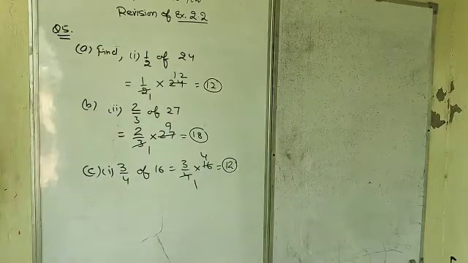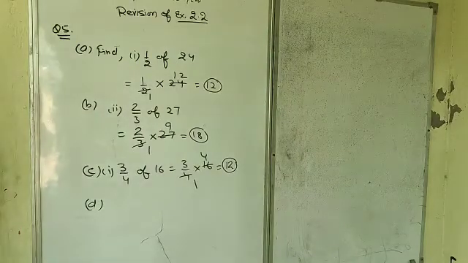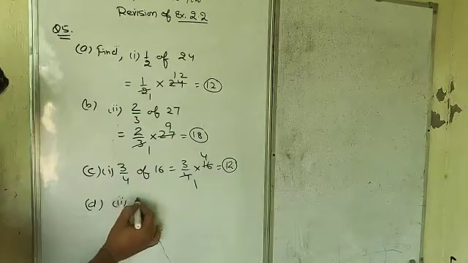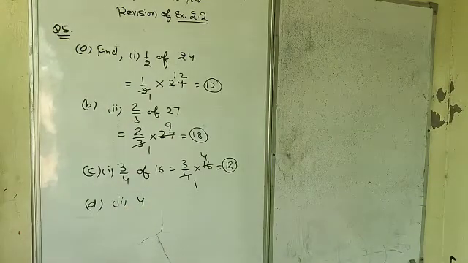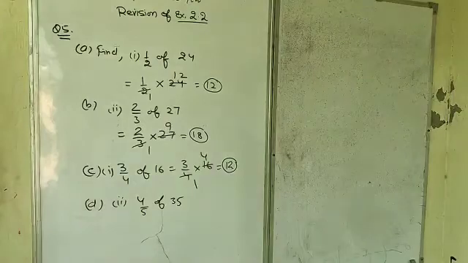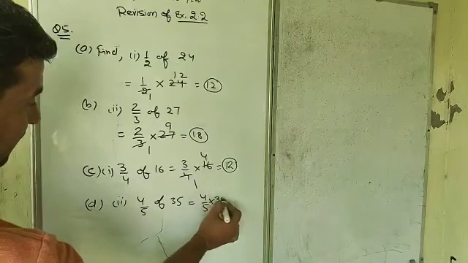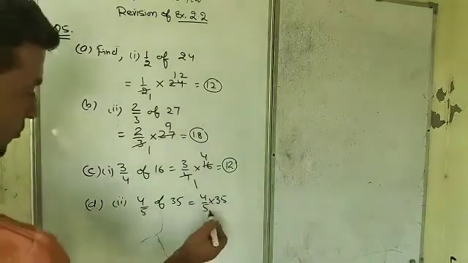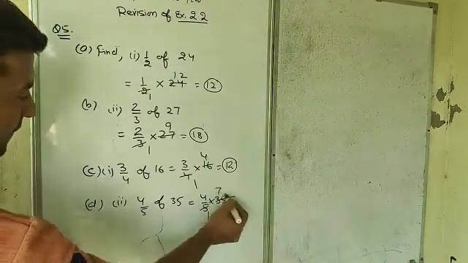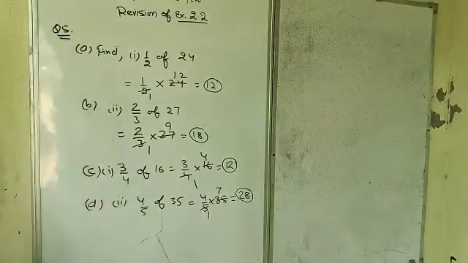Similarly, one more question of part number D. एक क्वेश्चन पार्ट डी से भी देख लेते हैं. इन पार्ट डी से सेकंड वाला क्वेश्चन कर लेते हैं. 4 by 5 of 35. Now look at this. 4 by 5 multiplying by 35. किससे कैंसिल हो रही हैं दोनों नंबर्स? 5 and 35. 5 1s are 5, 5 7s are 35, 7 4s are 28. Okay, so now you can see the results.